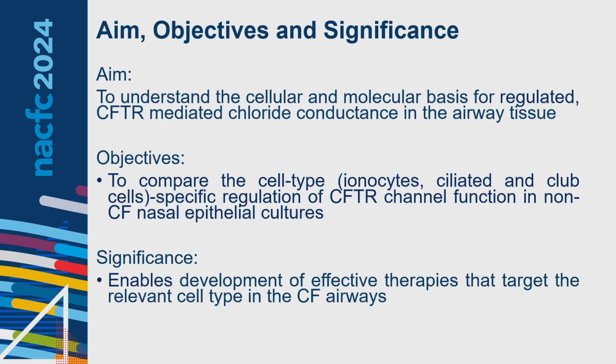This brings us to the aim of the study, which is to understand the cellular and molecular basis for regulated CFTR-mediated chloride conductance in the airway tissue. Our objective was to compare the different cell types, mainly the ionocytes, ciliated cells, and the club cells, for specific regulation of CFTR channel function in non-CF epithelial cultures. And we hope that, as mentioned earlier during the session, this will enable the development of effective therapies that target the relevant cell type in the CF airways.